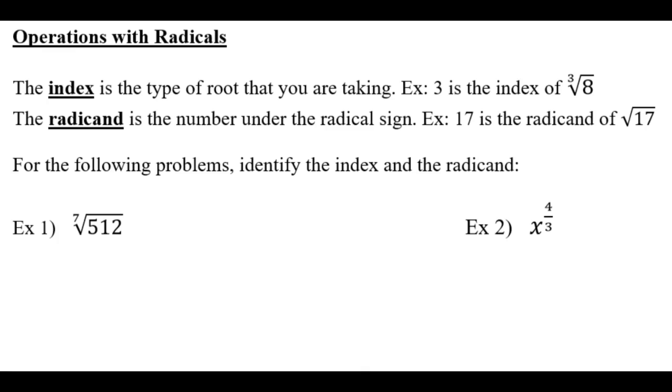So starting off, it says the index, and we talked about this before, but the index is the type of root that you are taking. So for example, a cube root, what's the index? A 7th root, what's the index? 7. The other word is called the radicand. That is the number or variable under the checkmark-looking sign. So in this case, the radicand is 17.